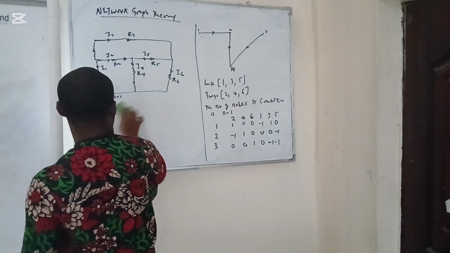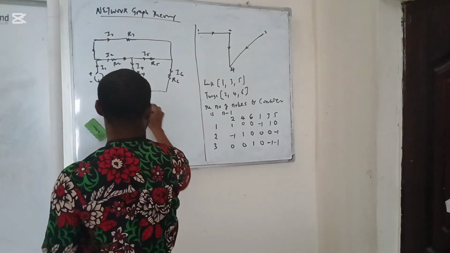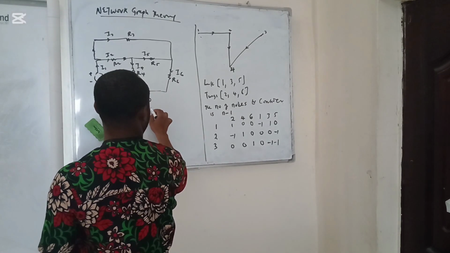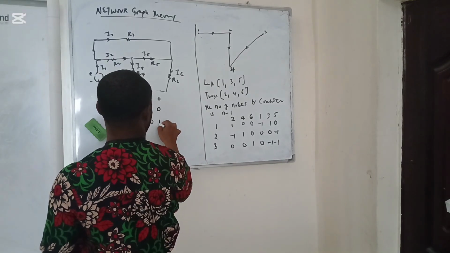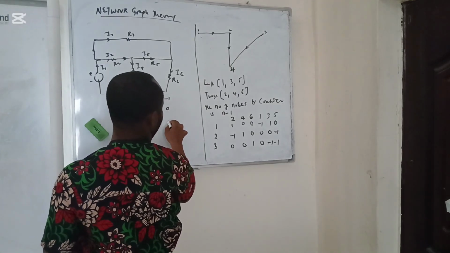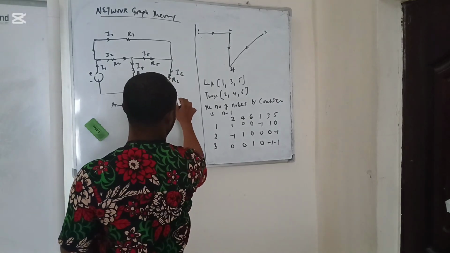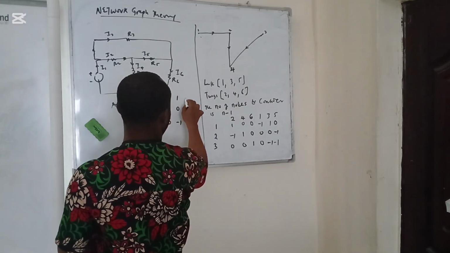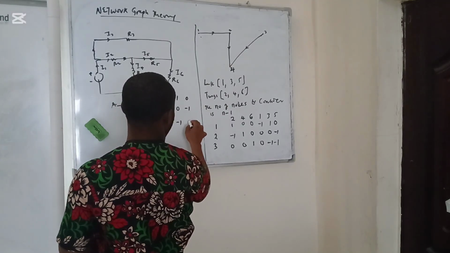So we can actually write it out, that A is equal to this: 1, minus 1, 0; 0, 0, 1; minus 1, 0, 0; 1, 0, minus 1; 0, minus 1, and 1.